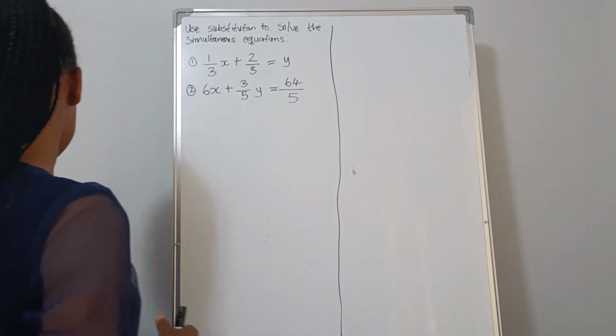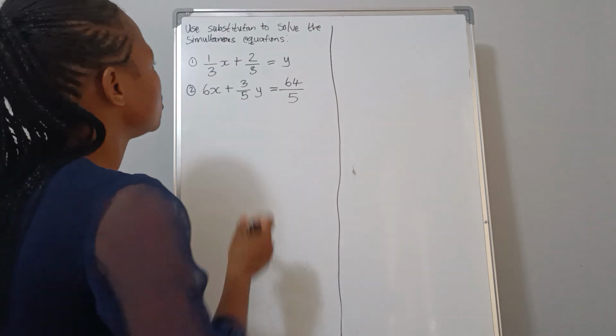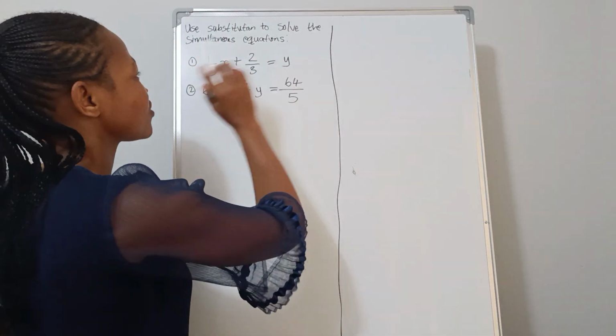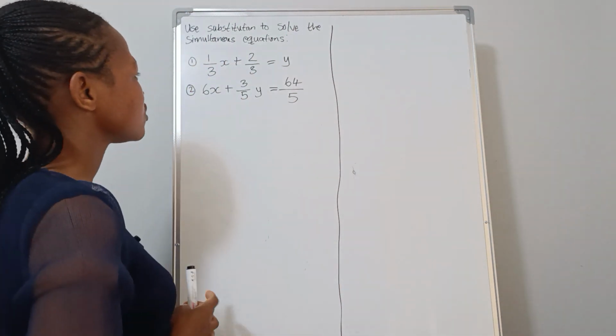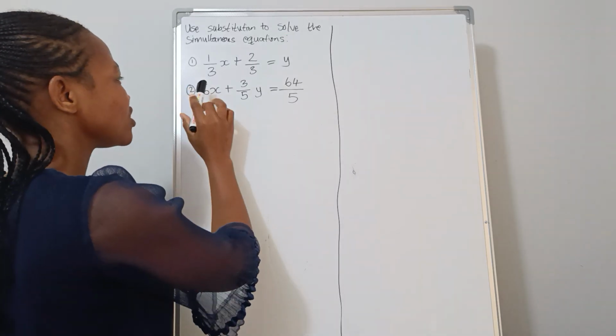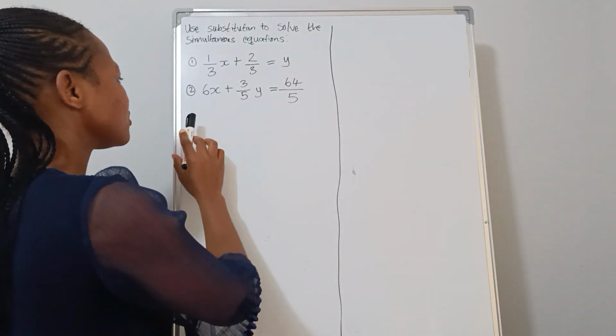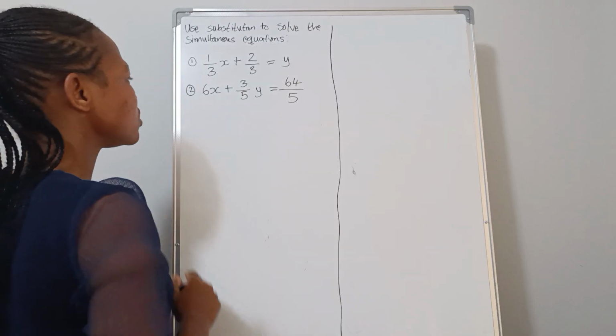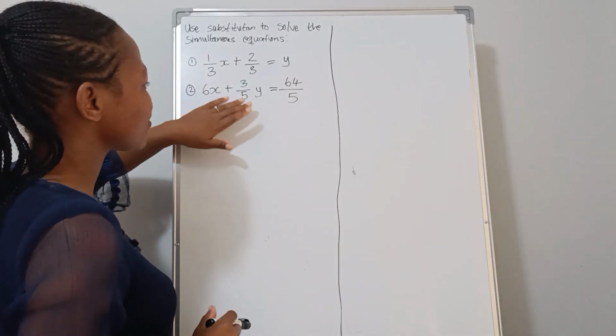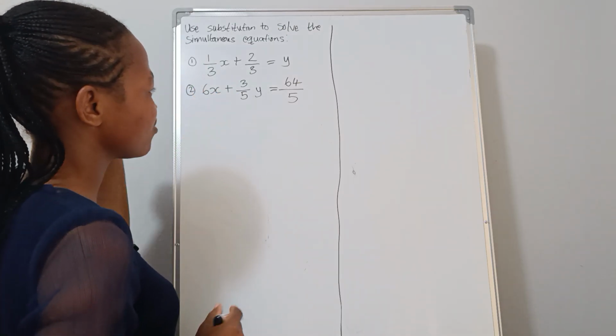So the question says, use substitution to solve the simultaneous equations. Equation 1 is 1 over 3x plus 2 over 3 equals y. And equation 2 is 6x plus 3 over 5y equals 64 over 5.